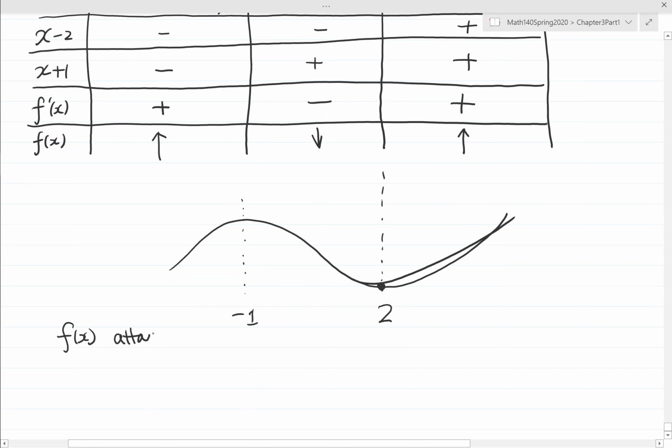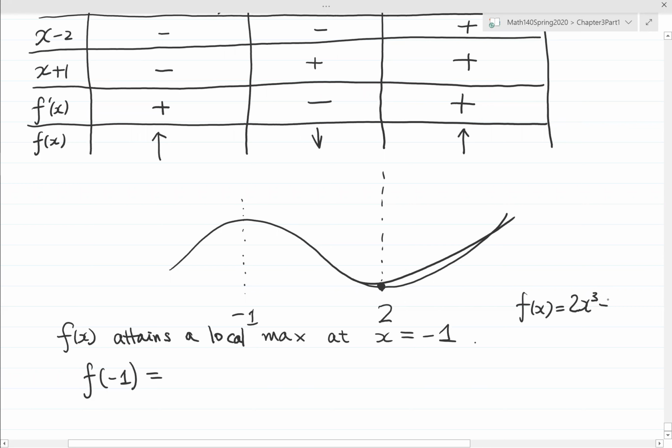attains a local max. Okay, increasing, decreasing, and then increasing. Local max at x equals -1. Okay, so f(-1), plug in. Remember the original f(x) is 2x cubed minus 3x squared minus 12x. So plug in -1, plug in -1.